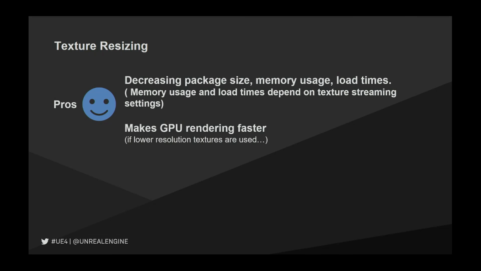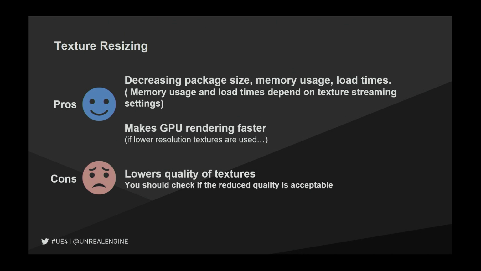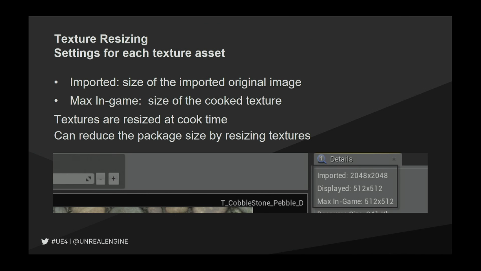Texture resizing is the last asset reduction technique I'll talk about. It's another method to decrease package size, memory usage, and load times, but it can also reduce GPU time if you use lower resolution textures. But obviously, if you resize them too small, it can affect the visual quality of your game. In the texture asset's details panel, you can see the original imported size, and there's also a max in-game size. The max in-game size will be the size of the final cooked texture.